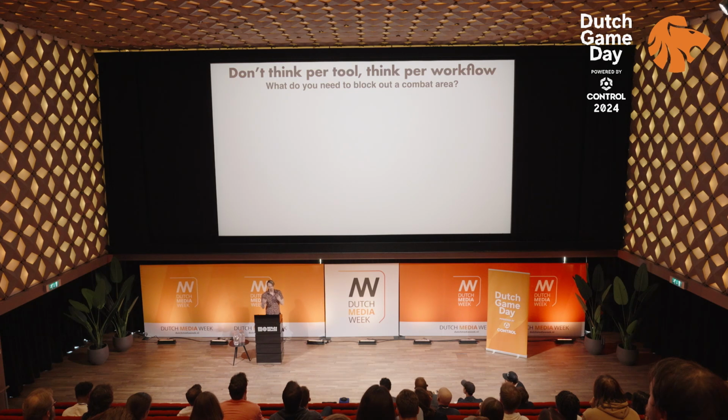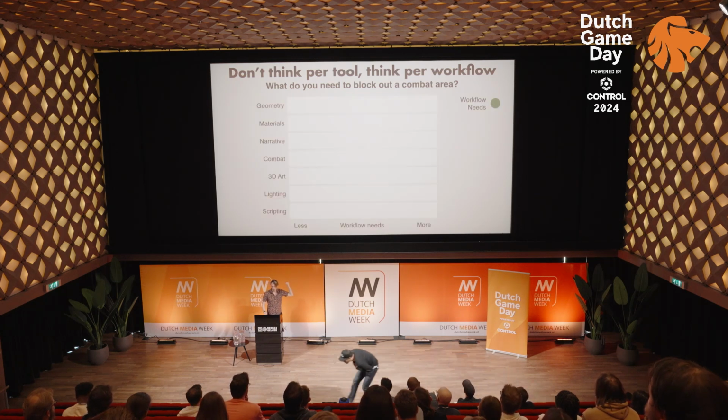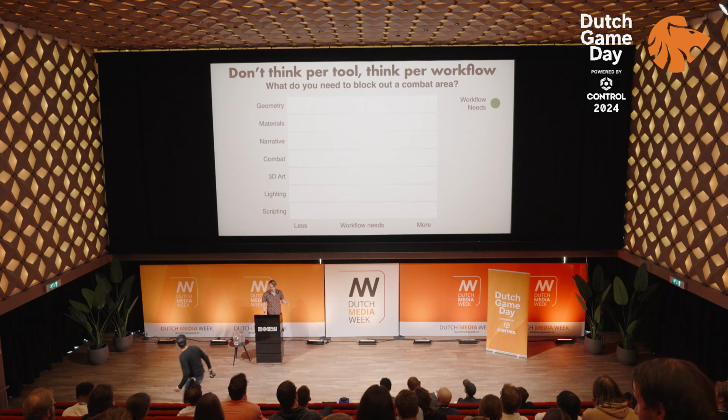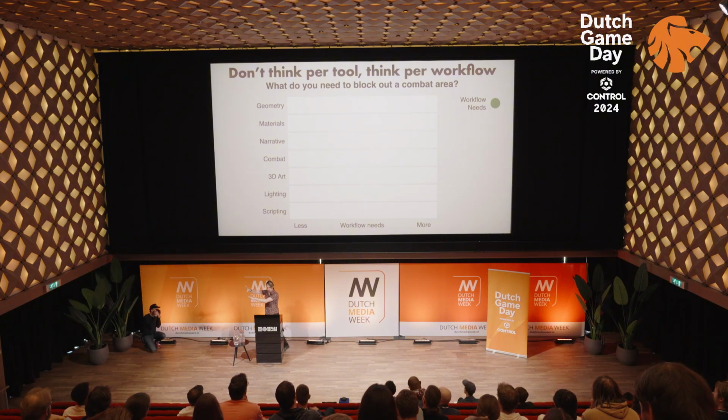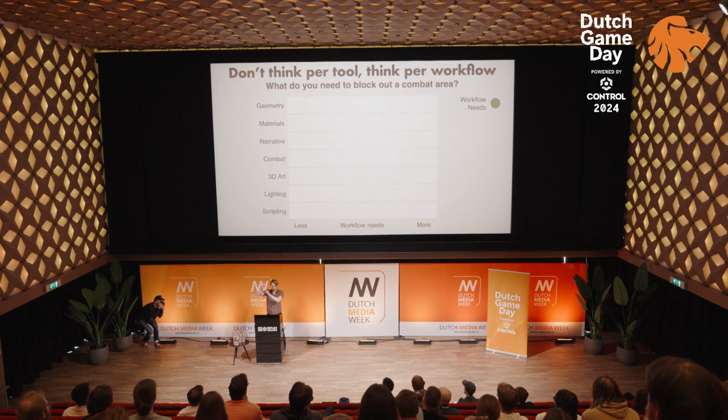For example, what do you need to block out a combat area? We might say that we need geometry tooling, materials, narrative tooling, combat tooling, 3D art, lighting, and scripting tooling, right? These are all various tools. But I often see them being built on their own. Like, oh, this is the scripting tool, and this is the material tool, and this is the geometry tool.